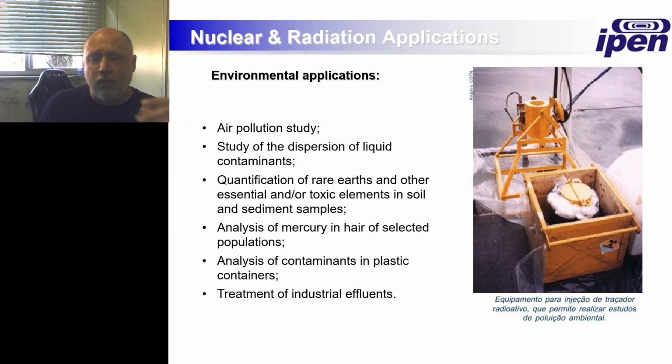On visible pathways, they use a dye. You put red dye or blue dye, and you see it dispersing. But sometimes we're talking about underground things we cannot see, so dye will not be useful, and dye has to be in a certain concentration for you to see it. Radiation can be at much lower concentration, and you still see it. And there are other types of things we do, like quantifying rare earths and the analysis of contaminants in plastic containers, like a plastic bottle.